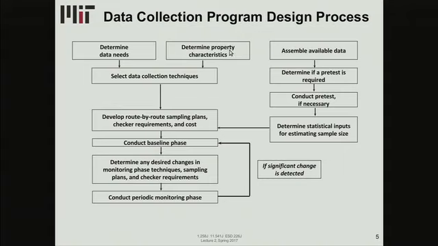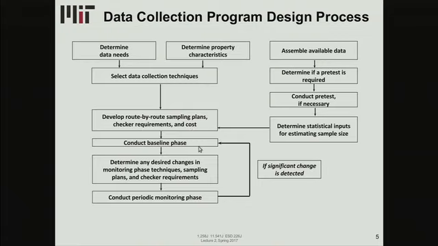So based on the characteristics of the service you're running and your data needs, you can select some data collection technique. We'll get into what some of these are. Then you can develop route by route sampling plans based on how variable the data is in each case. And you can determine how many checkers do I need. A checker is a person who goes out and collects data. And then from that, the cost, right? So human resources. It's a planning exercise.